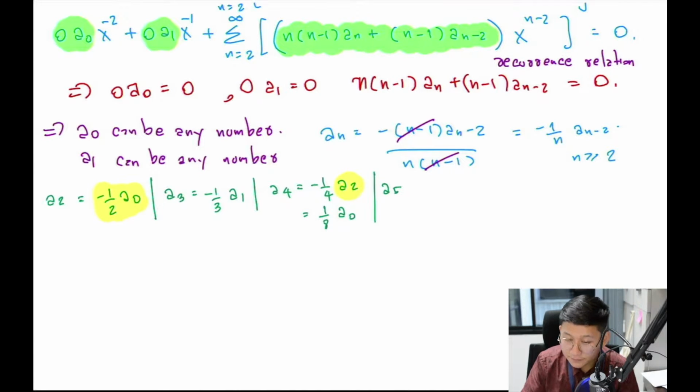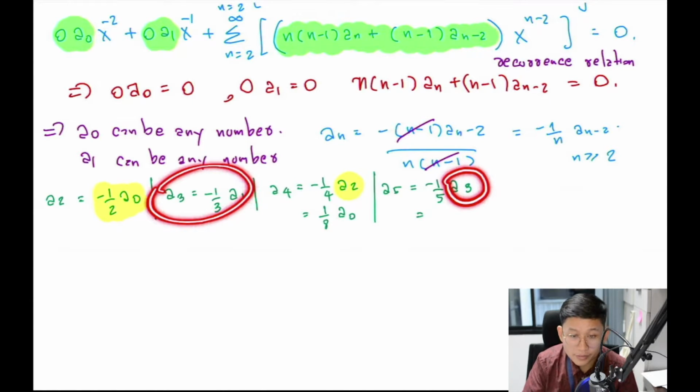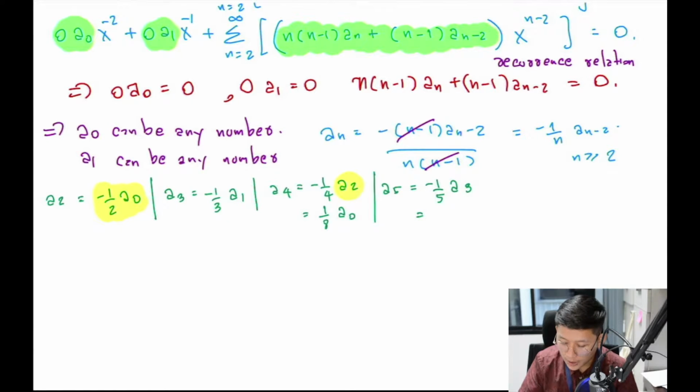And the next one, I'll find a5. a5 that would be minus 1/5 a3, right? But a3 is minus 1/3 a1, so I substitute a3 here with minus 1/3 a1. So what I have would be 1/15 a1. Okay, 1/15 a1.